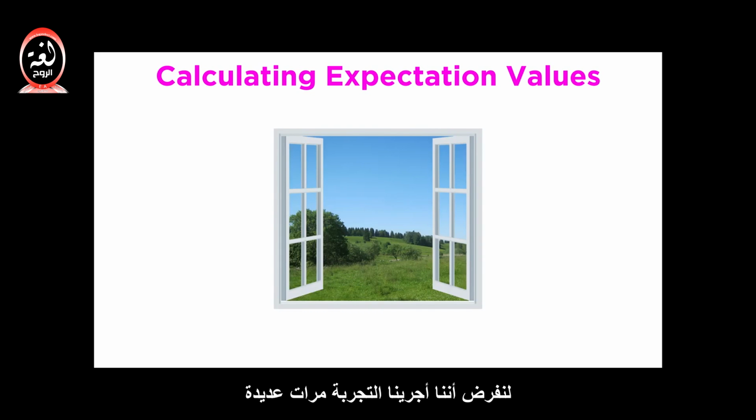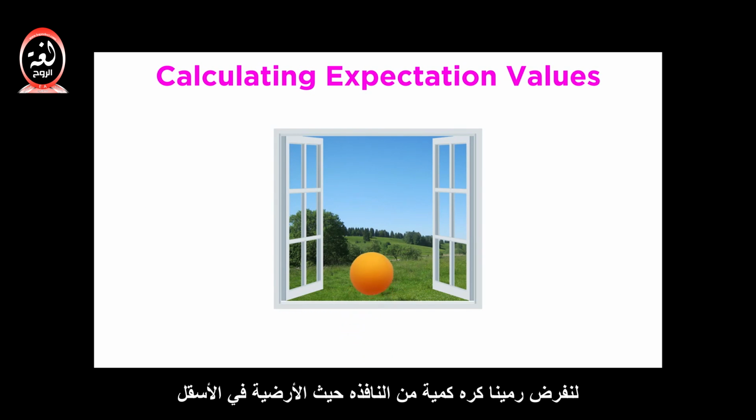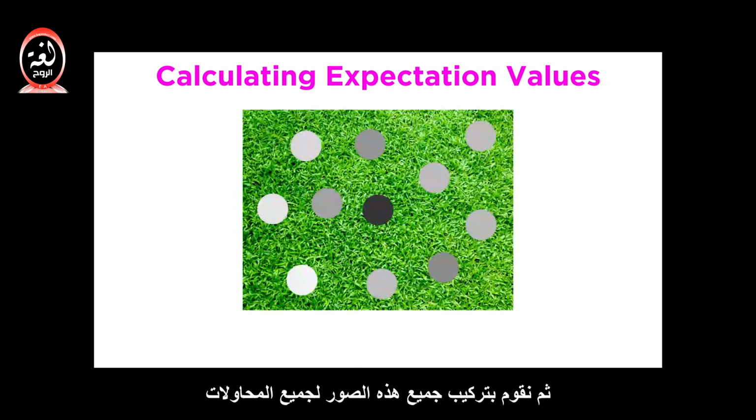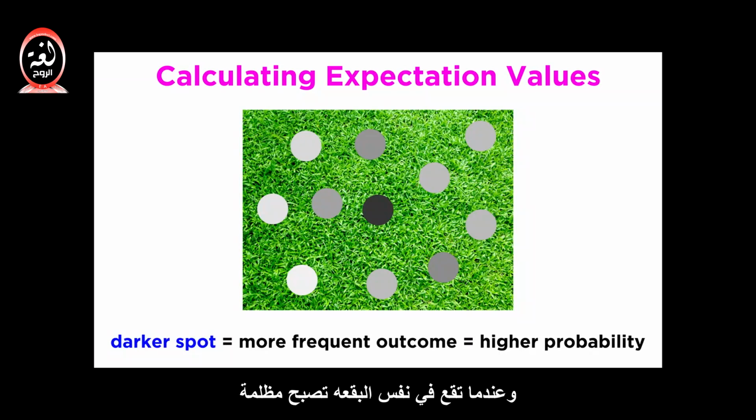Say we are performing an experiment many times. Perhaps we are throwing a quantum particle out the window, such that it lands on the ground below, and we take a picture of where it lands each time. Then say we superimpose all of the pictures for all the trials, so that we can see all of the final positions at once, and whenever it lands in the same spot again, that spot becomes darker.